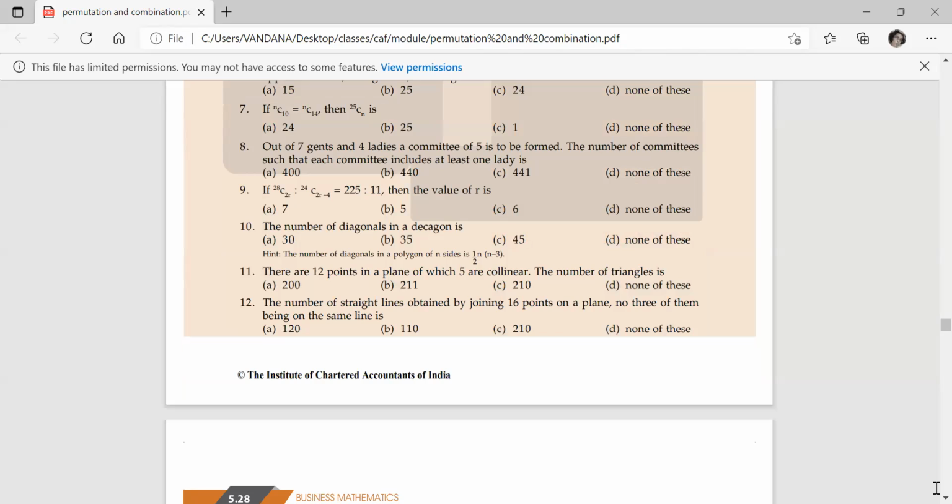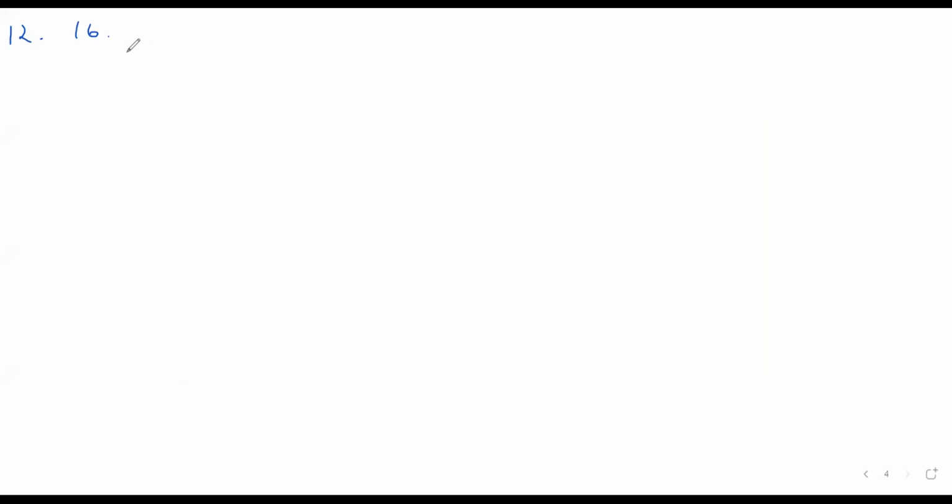Twelfth, the number of straight lines obtained by joining 16 points on a plane. No 3 of them are on the same line. So 16 points, you have to form a straight line. Out of 16 points, we have to form a straight line. No 3 lines are collinear, that is, no 3 points are lying on the same line.